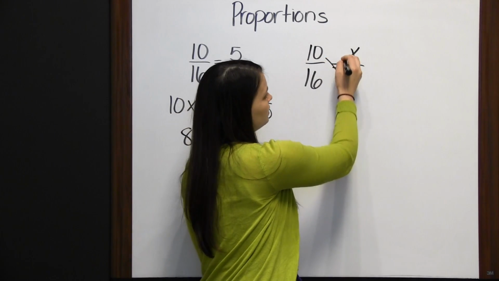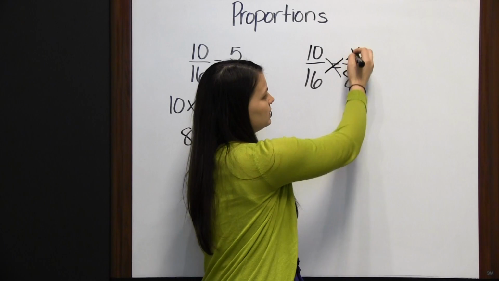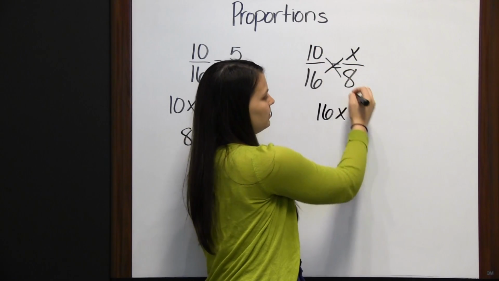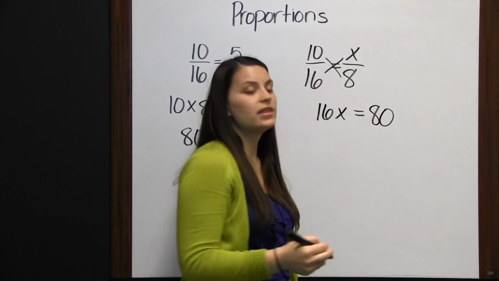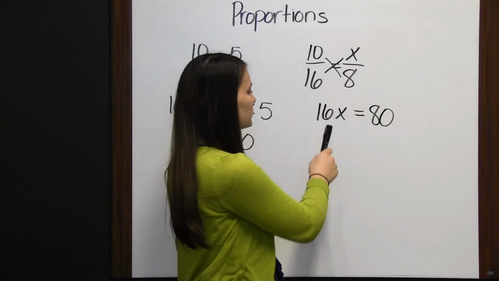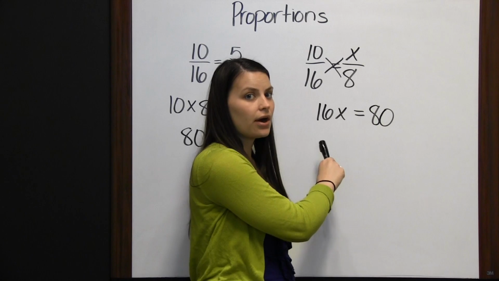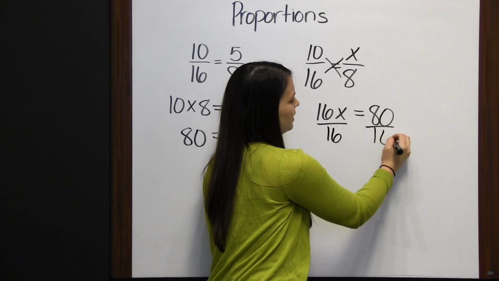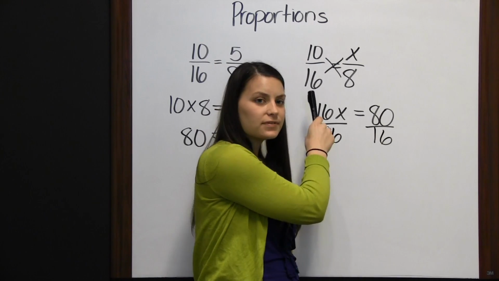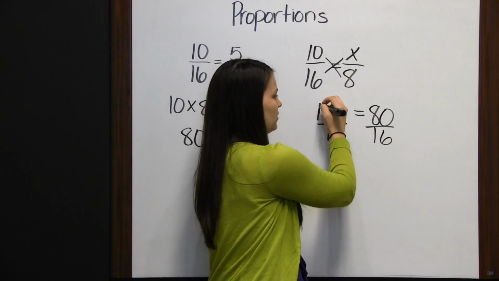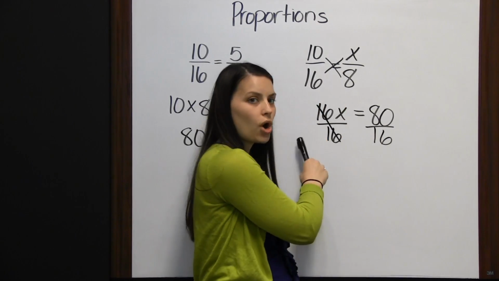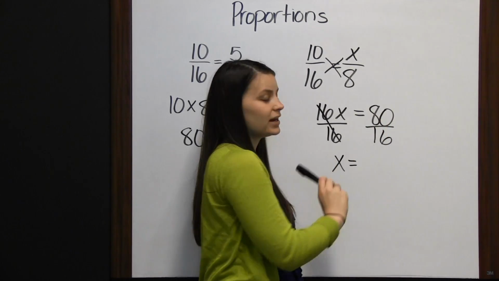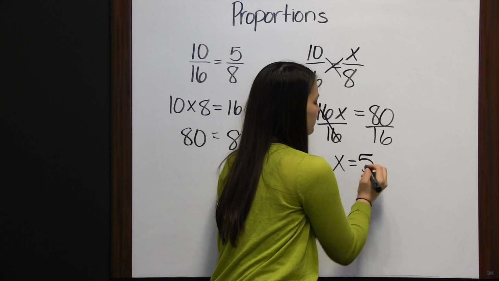So we would cross multiply. 16 times x is 16x equals 10 times 8 is 80. And then we would solve for x. This is 16 times x, so the opposite of multiplying would be to divide both sides by 16. Then we have 16 divided by 16, which is 1. 1 times x is x. And 80 divided by 16 is 5.